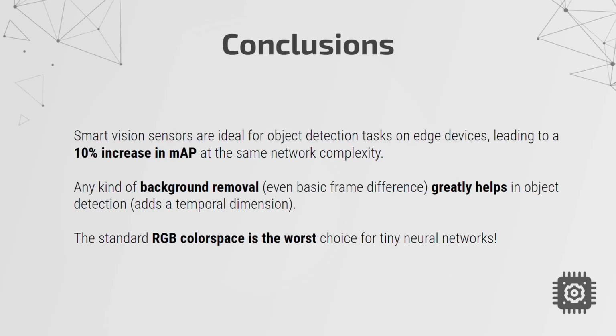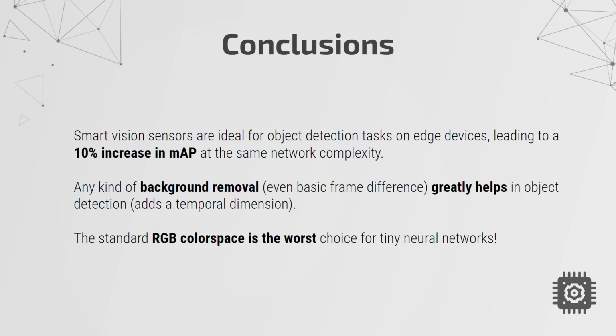One curious fact that we found out was that any kind of background removal strategy, be it a very complex mixture of Gaussian-based algorithm or a very simple thresholded frame difference approach, brings very great performance improvement in object detection. As I said before, this is probably due to the fact that any one of these approaches brings an additional temporal dimension to the input data that the network can exploit for its predictions.